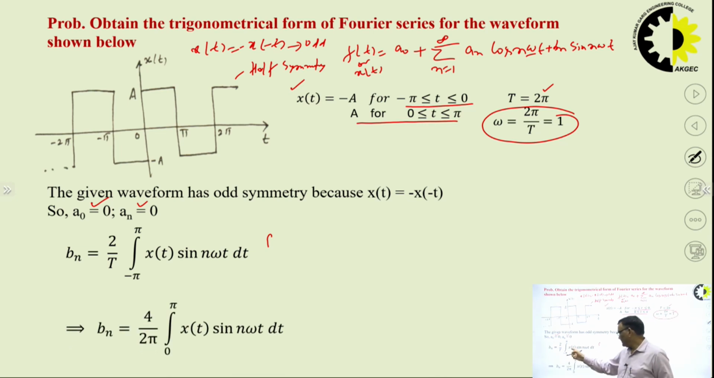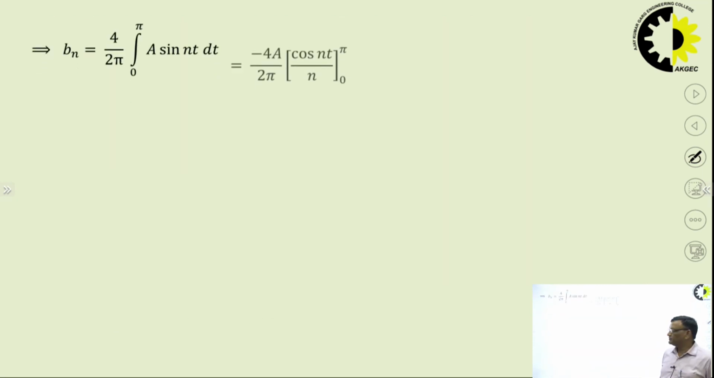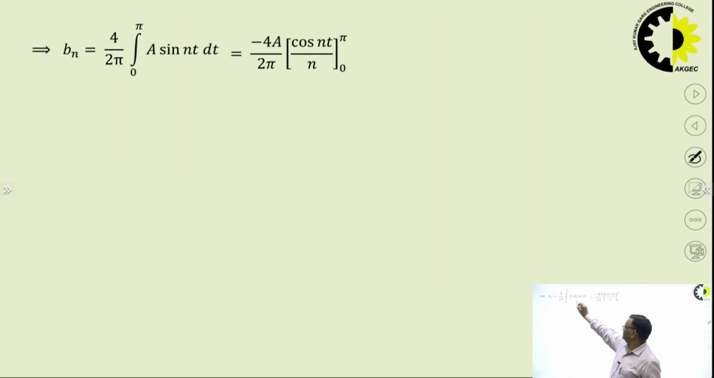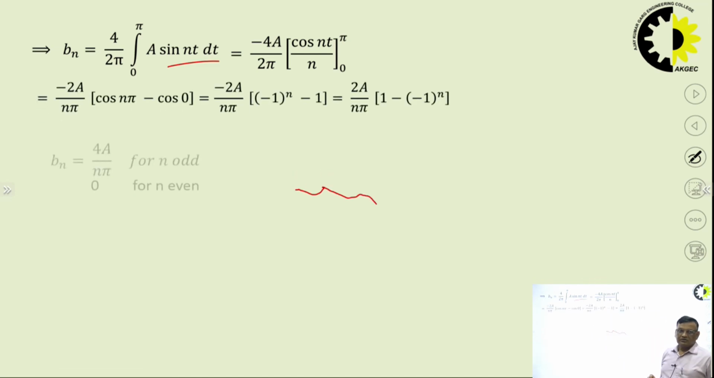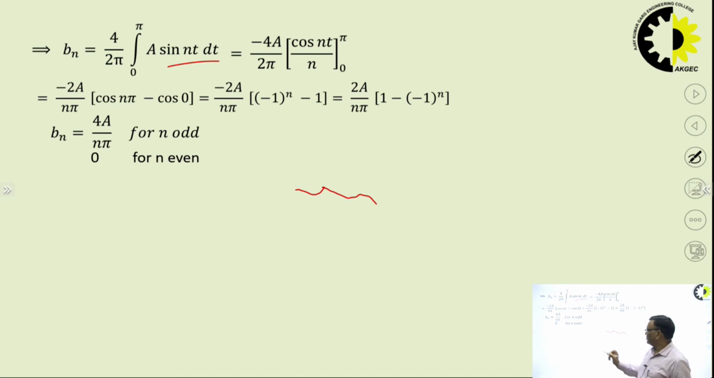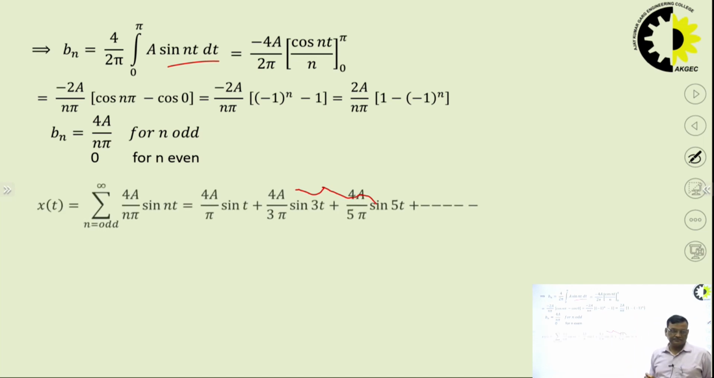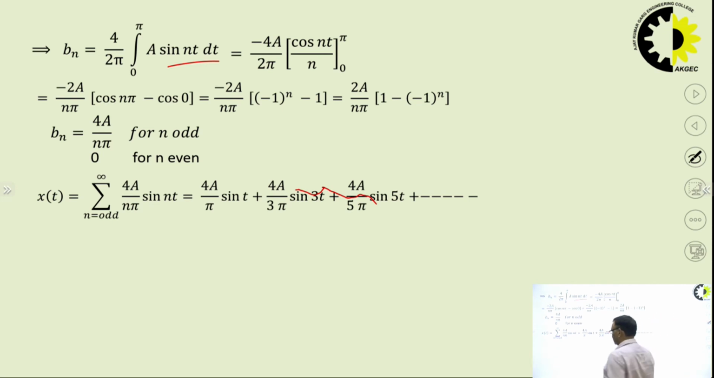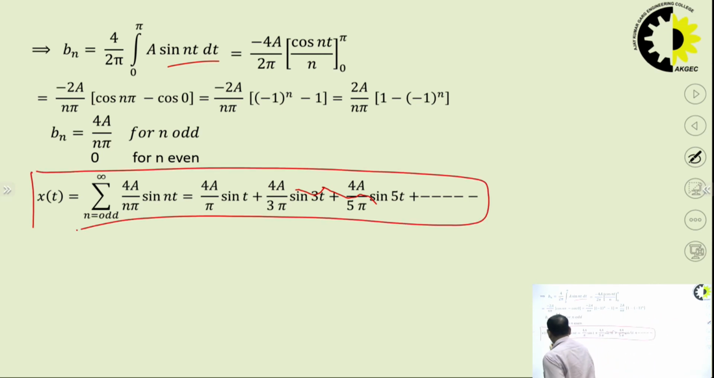So bn is 2 by T integral of x(t) sin n omega t. Write the expression for x(t) here. It is 4 by 2 pi integral 0 to pi of A sin nt dt. So this bn is equal to 4A upon n pi for n odd, and 0 for n even. So look here, this is the trigonometrical form of Fourier series, the expression of the signal in terms of the Fourier series.